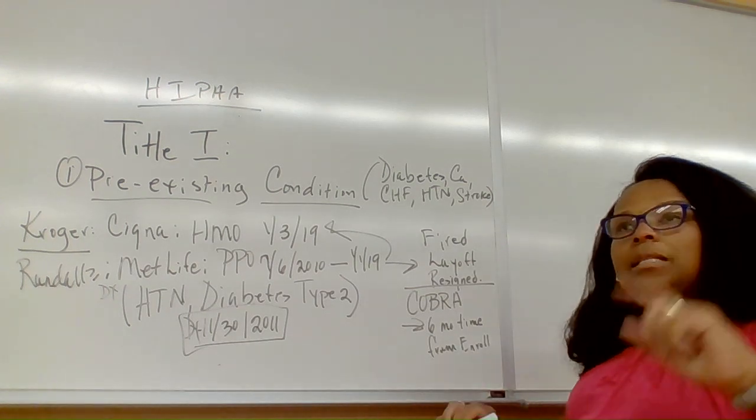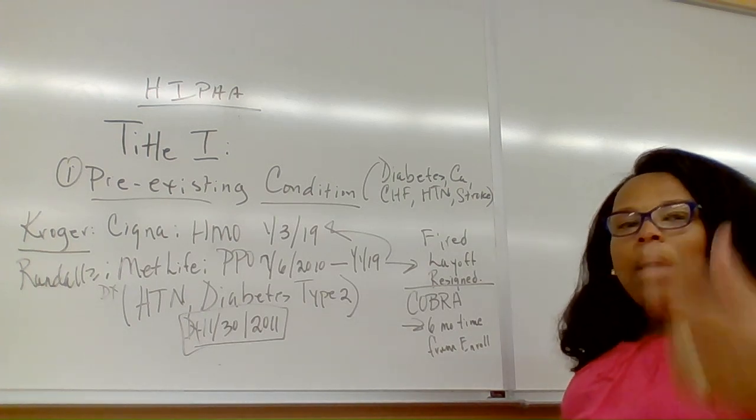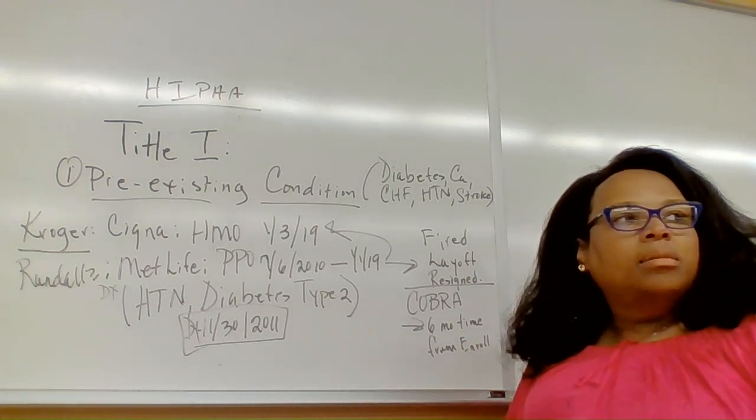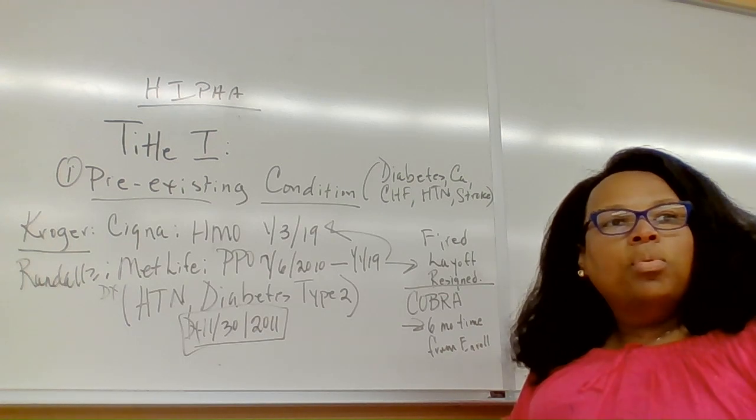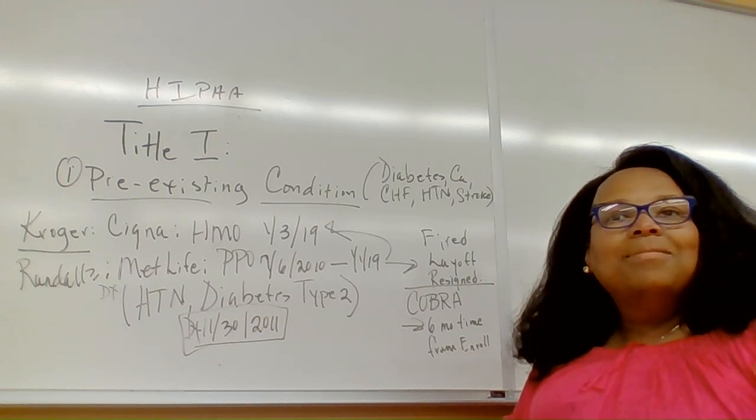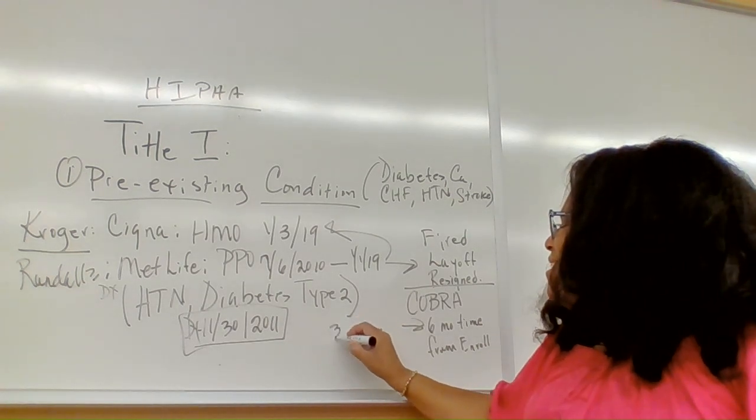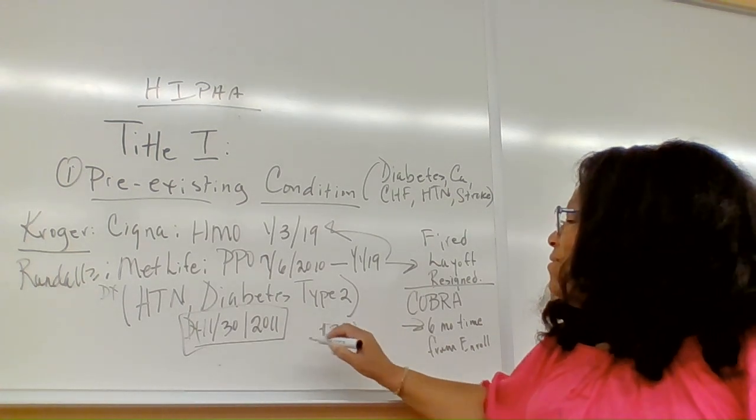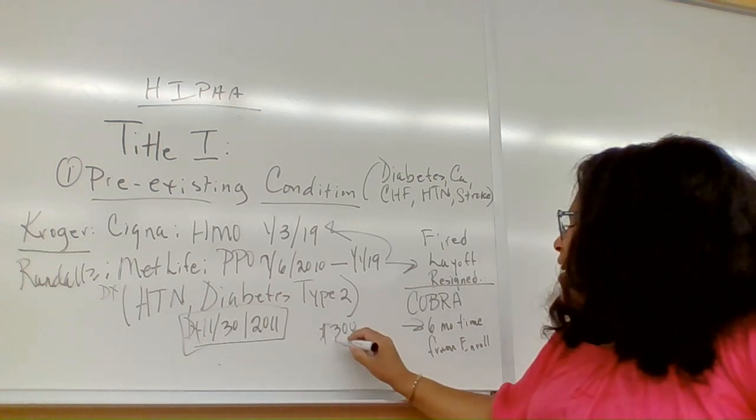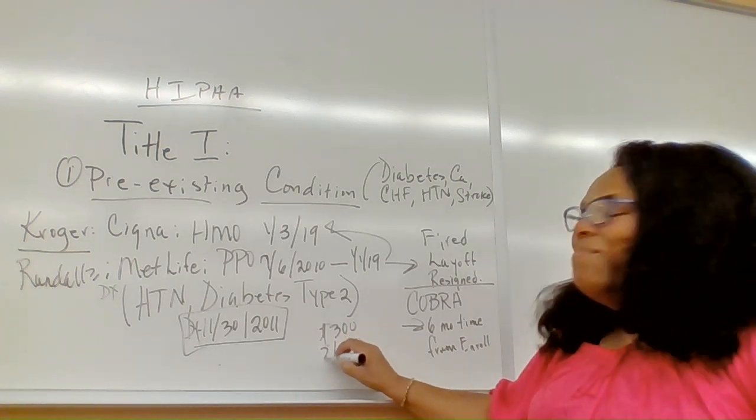Now, let's suppose you say, okay, that's a formality. They're gonna send you a letter to your house. Hey, we're gonna offer you Cobra, so you can have some coverage. So instead of paying $300 a month for your coverage through Randall's, you're gonna be paying $1,200 a month.